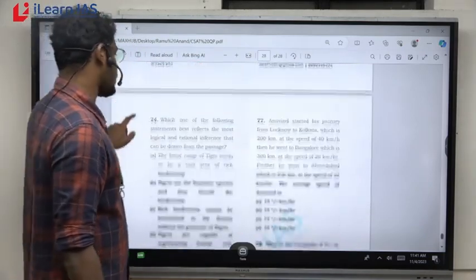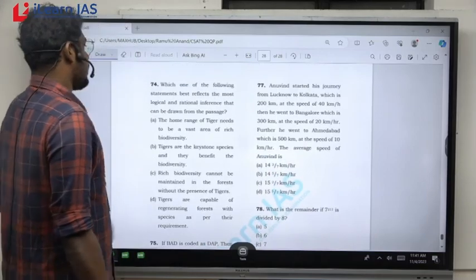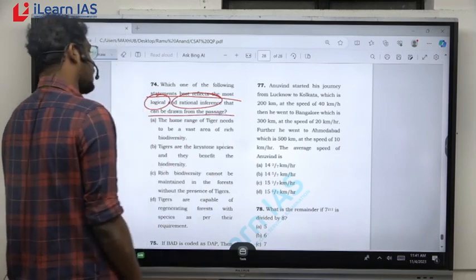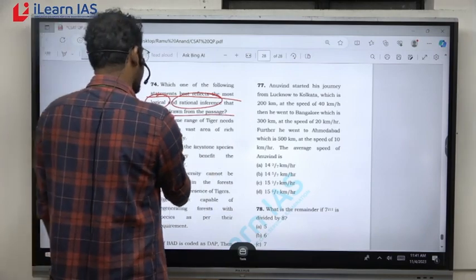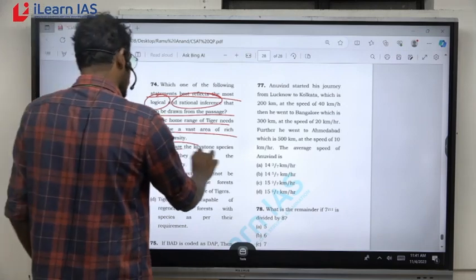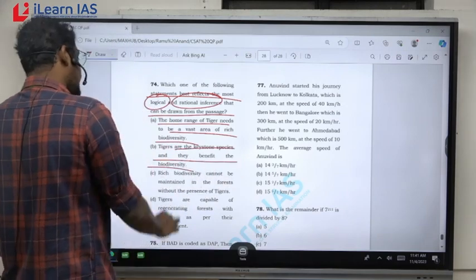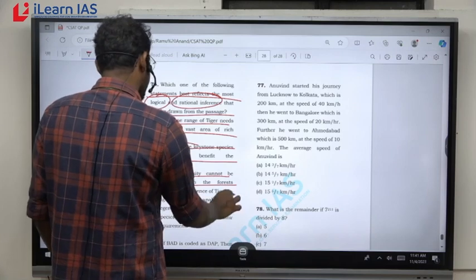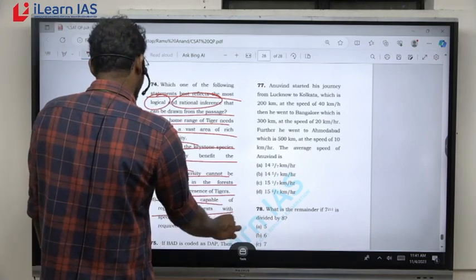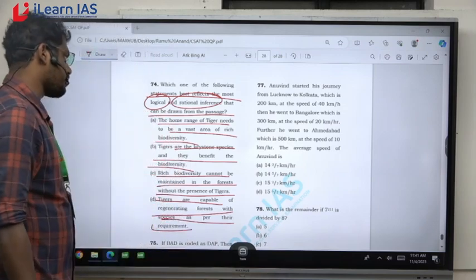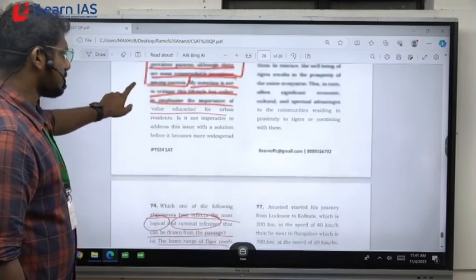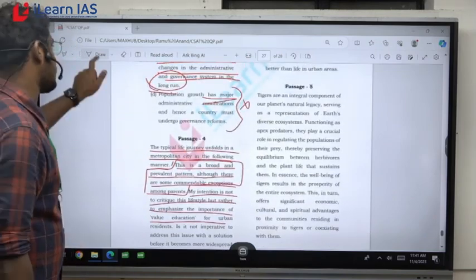Moving on to the last question on the comprehension passage. Which of the following statements best reflects the most logical and rational inference that can be drawn from the passage? The home range of tigers needs to be a vast area of rich biodiversity. Tigers are the keystone species and they benefit the biodiversity. Rich biodiversity cannot be maintained in the forest without the presence of tigers. Tigers are capable of regenerating forests with the species as per their requirement. All the statements sound more or less similar, but we have to pick the most appropriate statement among the four.